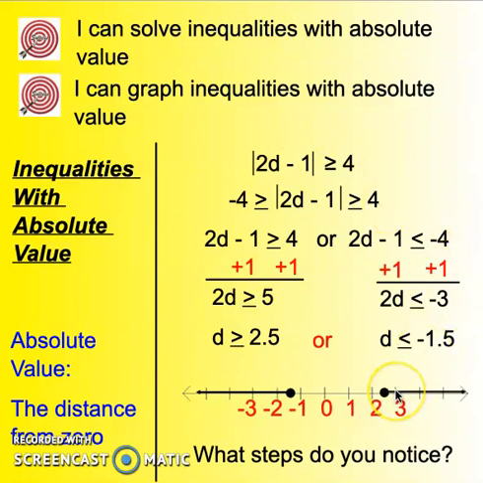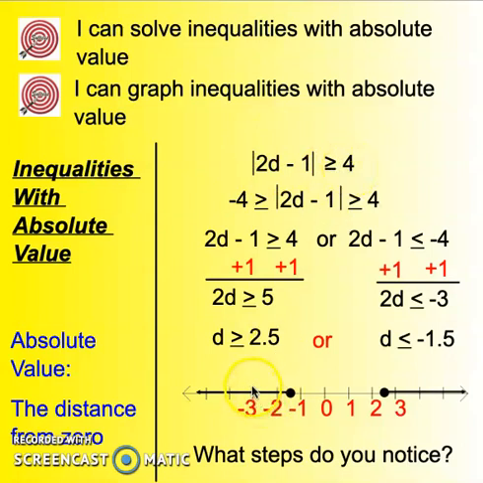If I take positive 3 and I put it in here, I have 2 times 3 is 6, minus 1 is 5. If I take the absolute value of 5, which is still 5, is that greater than or equal to 4? Yes, it is.